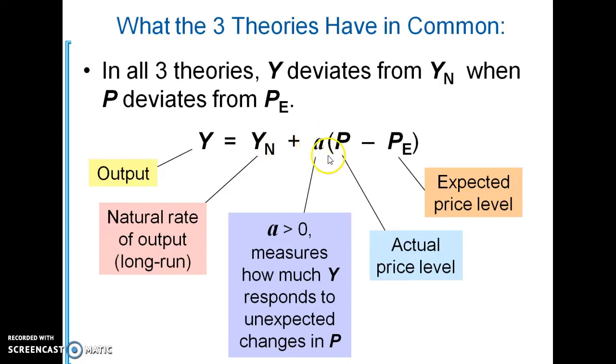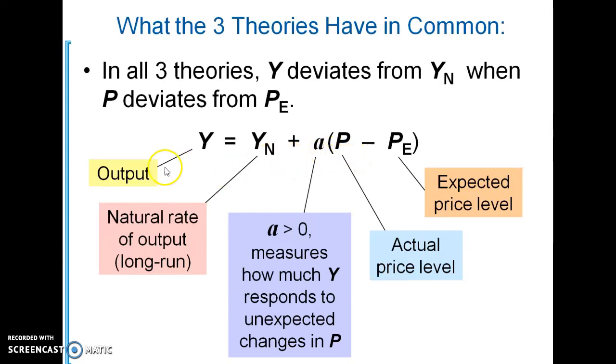If you have price levels lower than expected, so if price is lower than what's expected, this is negative then, and it will take away from your natural rate, and your overall production will be below your full potential, hence a recession. So the imperfect price adjustment here can kind of show you how production levels can go below full potential during a recession or something like that with imperfect price adjustment in the short run.